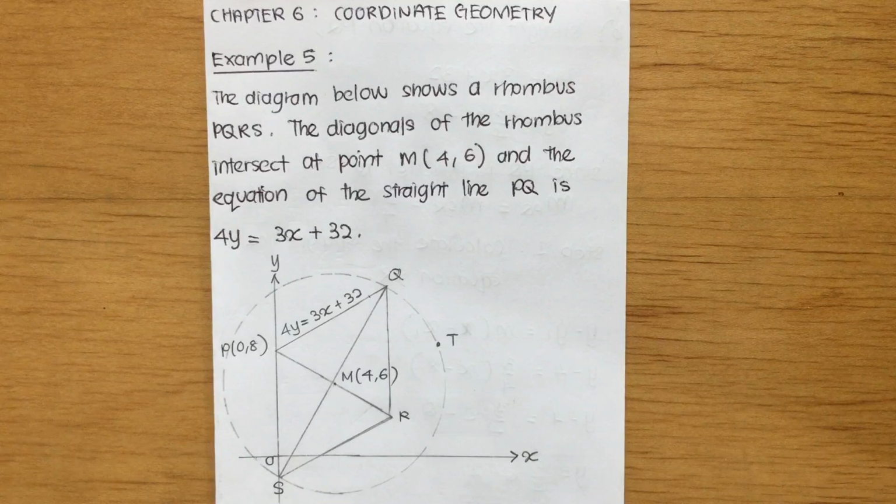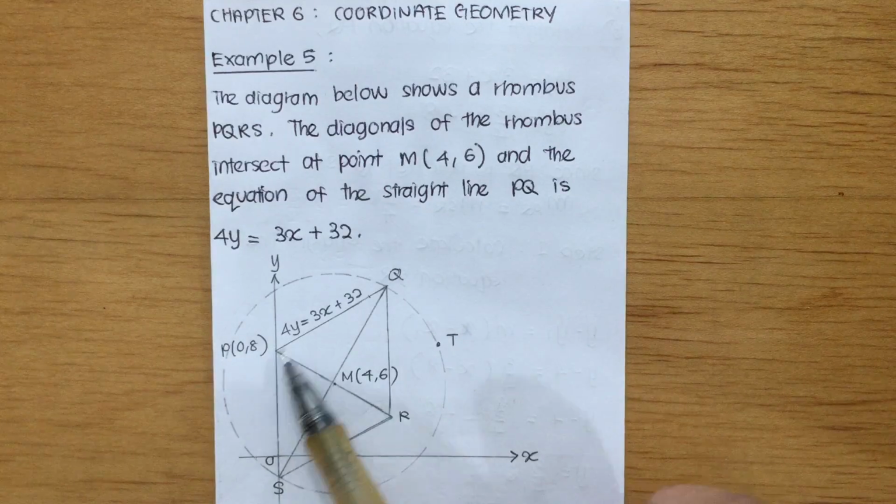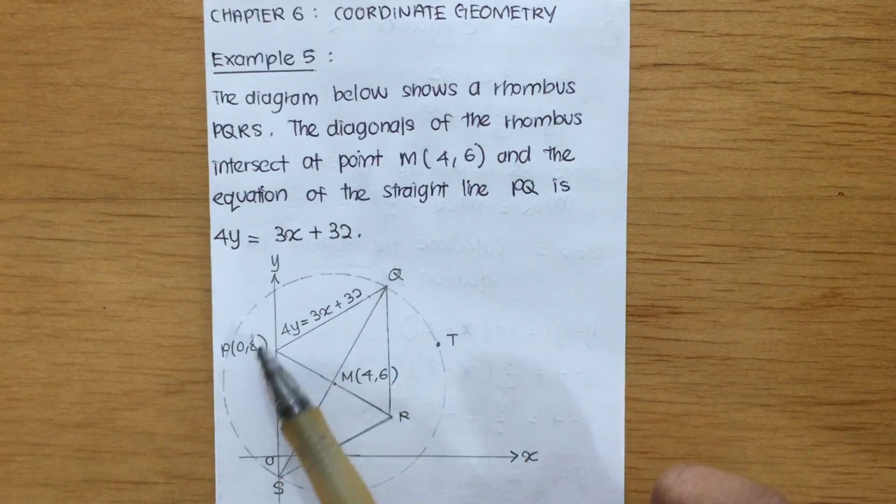Alright guys, without further delay, let's jump to the question now. What you are looking at right now is the Example 5 long question, Chapter 6 Coordinate Geometry. Let's read the question together. The diagram below shows a rhombus PQRS. So as you can see here, a rhombus with PQRS over here.